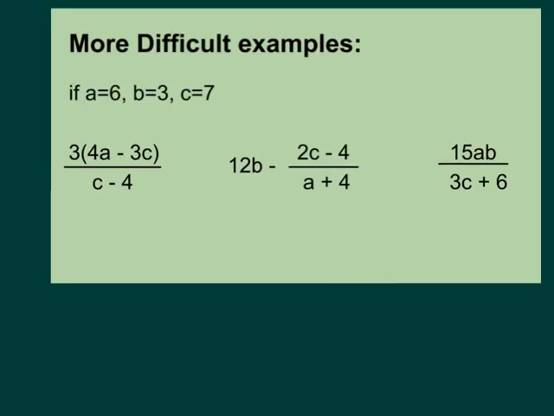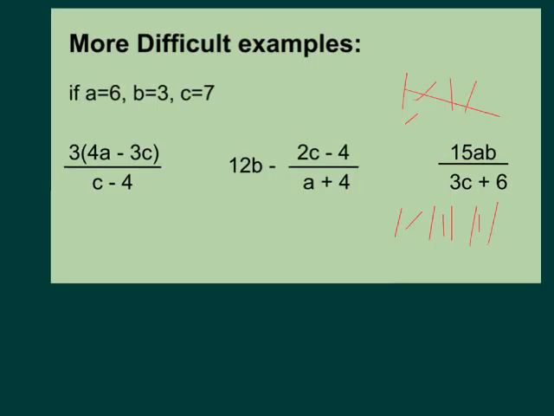Okay, the last problem that's here says 15AB all over 3C plus 6. So 15AB all over 3C plus 6. We need to substitute the values for A, B, and C. 15AB means 15 times the value of A, which is 6, times the value of B, which is 3. 15AB is not 1, 5, 6, 3. No, no, no. The A and B standing there mean multiply. They don't mean just write the number.